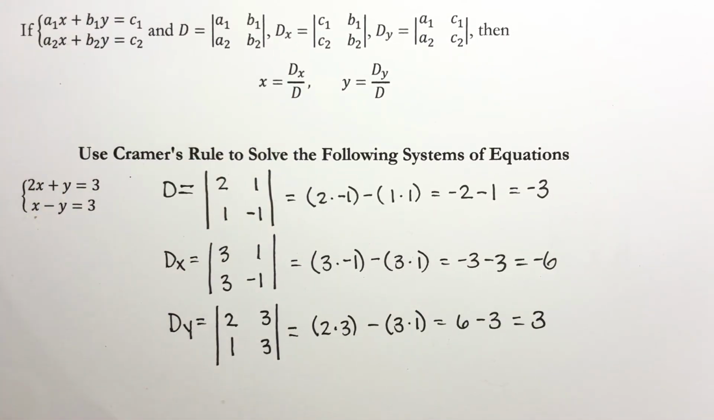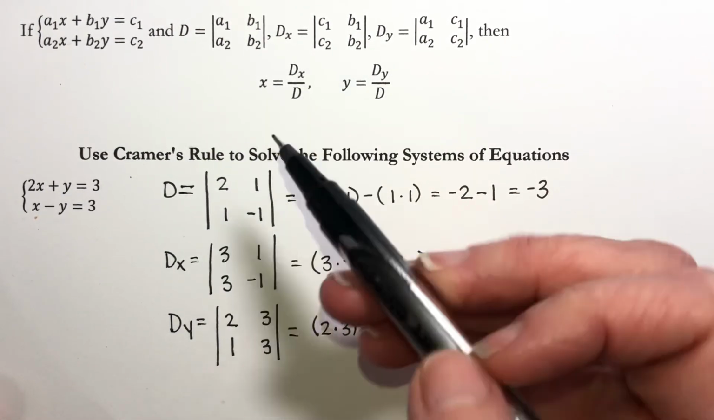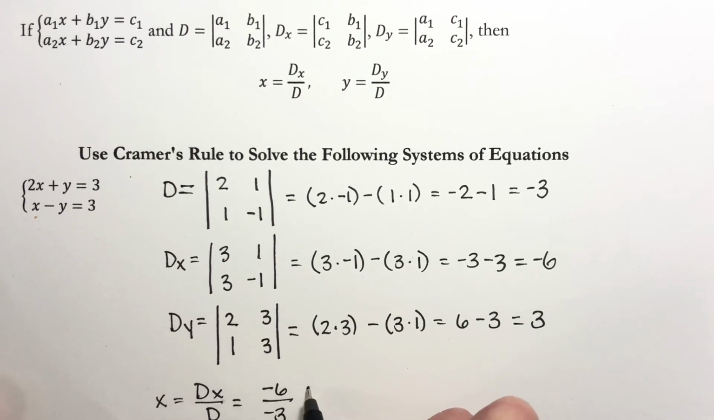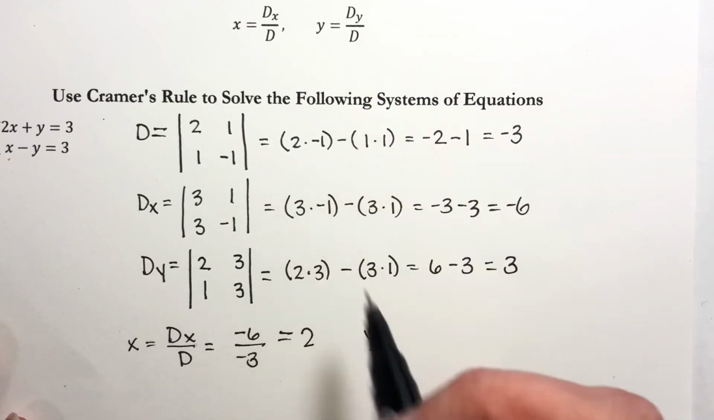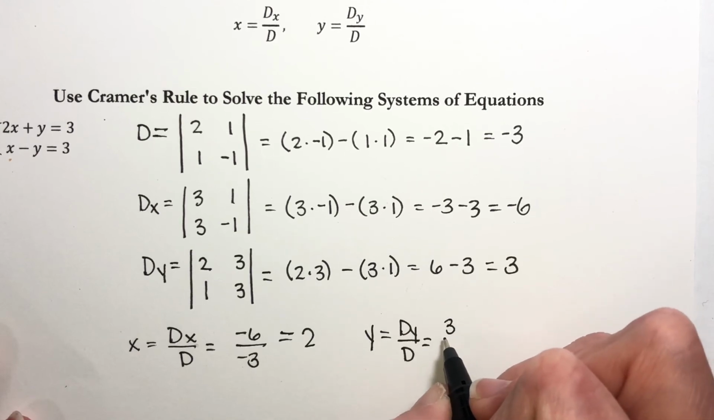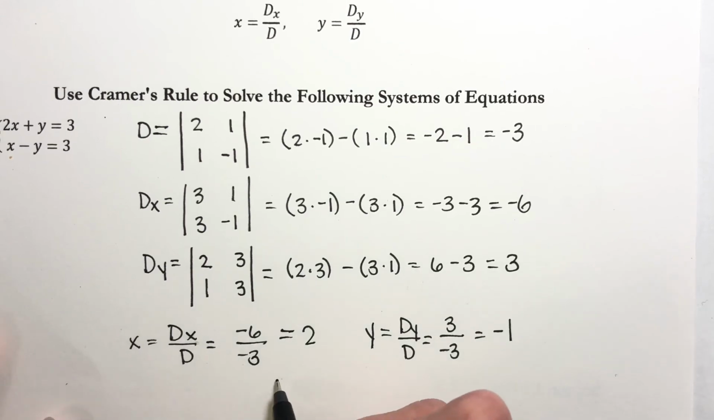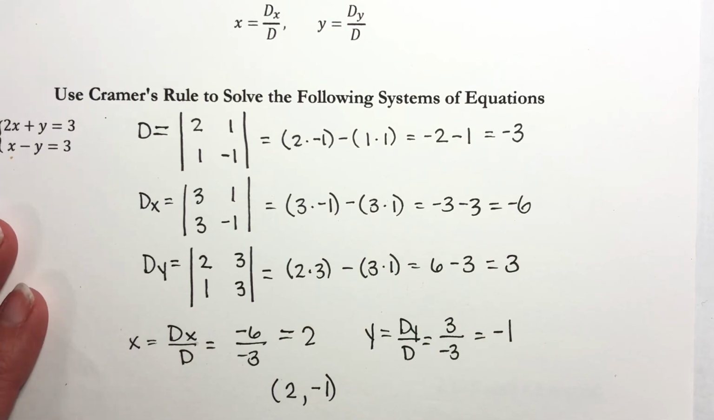Now we have our answers here. Really quickly, to find our x coordinate, you just divide Dx by D. So my x value, Dx divided by D, would be negative 6 divided by negative 3, which is positive 2. My y value, I do the similar thing. I divide Dy by D, which gives me 3 divided by negative 3, so that is negative 1. Our solution here is going to be the point (2, negative 1).